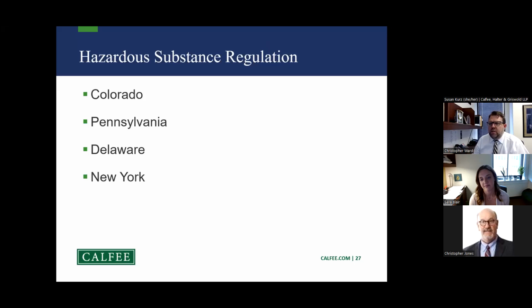We're going to move on to hazardous substance regulation here. In the absence of any formal federal regulation under CERCLA or RCRA yet, a handful of states have proceeded with some regulations under their own state hazardous waste laws. Most of these have come in terms of designations or identifications of PFAS compounds as a definitional hazardous substance.